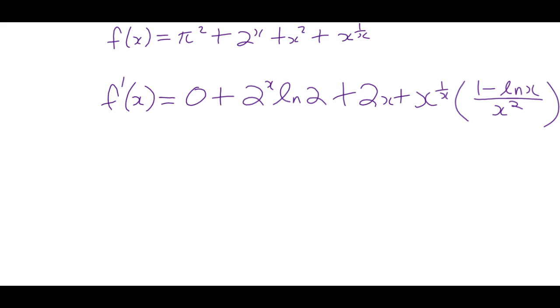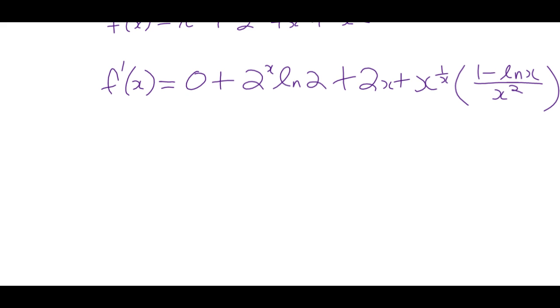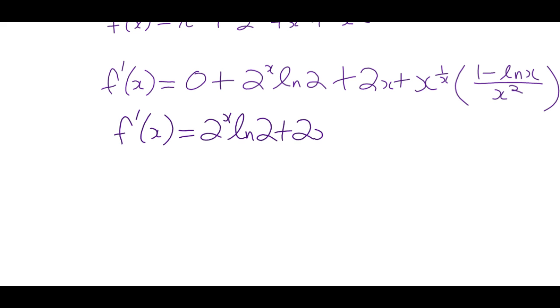Plus the derivative of x to the 1 over x, right, which we worked out separately. And now we're bringing it in. So what's that work out to? 2 to the x ln 2 plus 2x plus x to the 1 over x times 1 minus ln x over x squared.